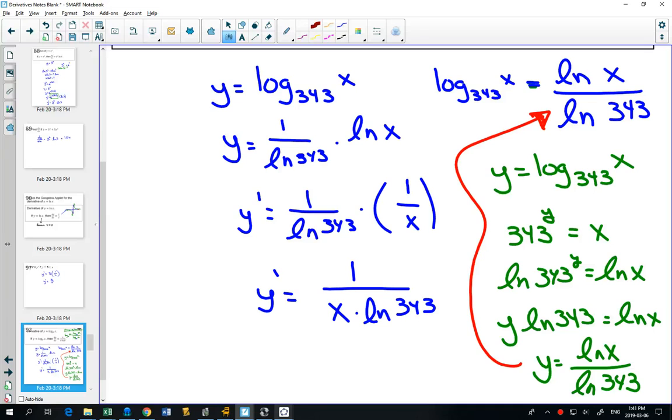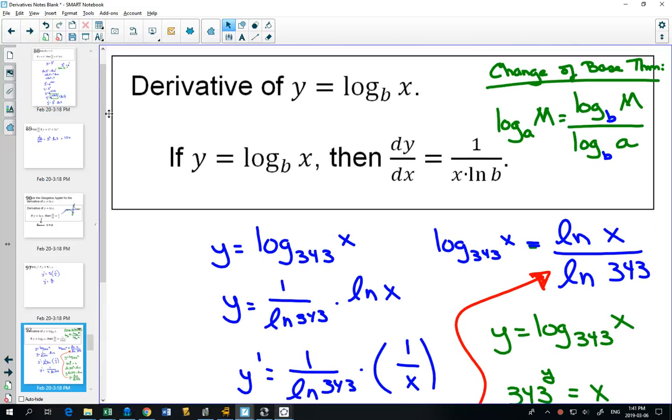And I took the natural log of both sides. What the change of base theorem says is you could have taken the log of any base of both sides and it would still work, which would get you what your change of base theorem says. You can pick anything for b. The reason we chose the natural log of x is because we already knew the derivative of the natural log of x was 1 over x.